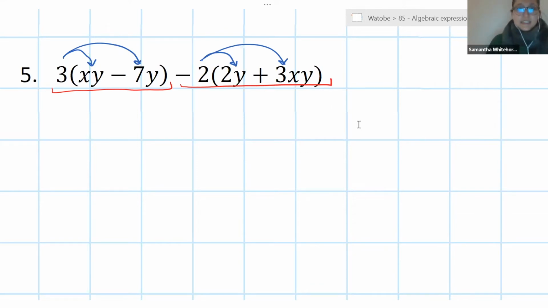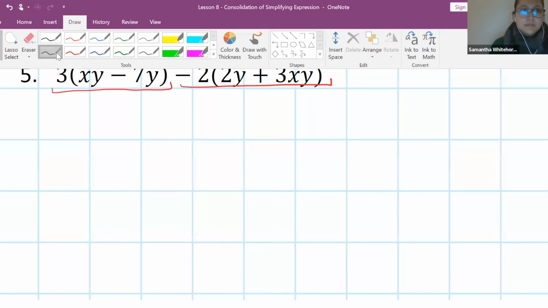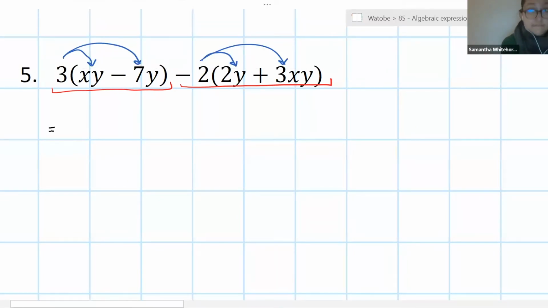The first thing you do, you say x 3 times xy, and there's an invisible one before the variables. You say x times y, 3 times xy is equal to 3xy. Minus 3 times 7 is 21y. Good. Then minus 2 times 2 equals 4y. Awesome. Then -2 times 3 equals -6xy. Awesome. Well done. Do you want to keep going? Yes, ma'am. Okay, cool. Let's hear it.